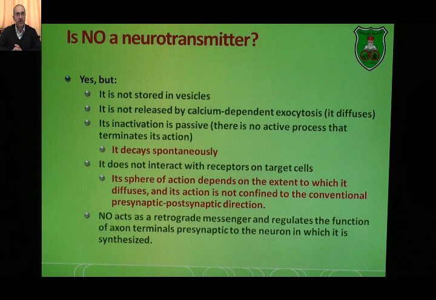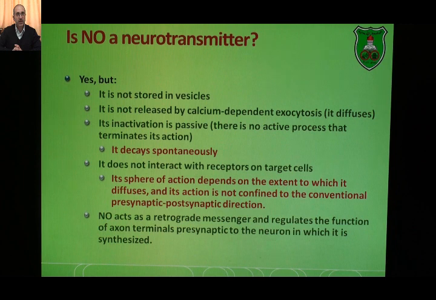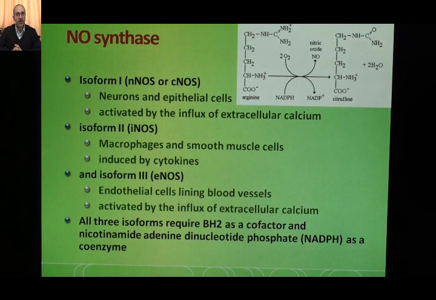Rather, it interacts with enzymes in the cytosol of the postsynaptic cell or in the neighboring cells once it diffuses out. So its sphere of action depends on where it diffuses. It acts as a retrograde messenger where it goes back to the presynaptic neuron, stimulating a certain action. Now, there are different types of nitric oxide synthase that exist in different types of cells. Each one of them has a certain cell-specific localization, as well as different effect. But what's common between them is that all three of them require dihydrobiopterin as a cofactor, and they also require NADPH as a coenzyme for synthesis of nitric oxide.